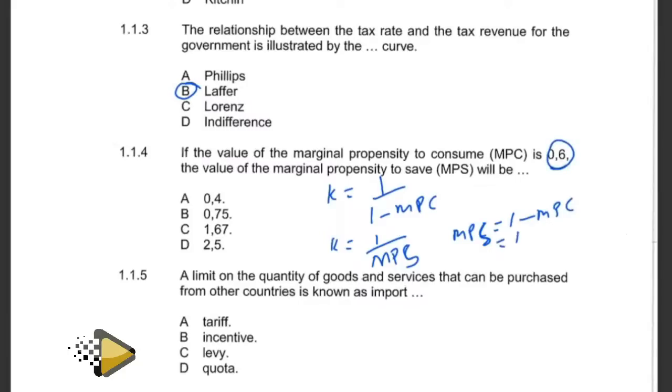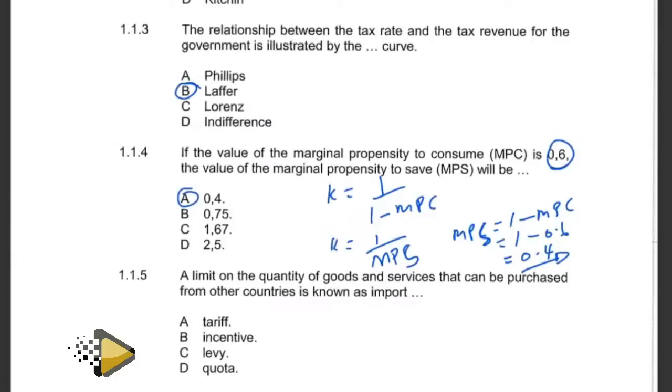So now, when you substitute, you are going to have 1 minus 0.6, which will take us to 0.4. So if you check the options given, the appropriate answer in this regard is going to be A.